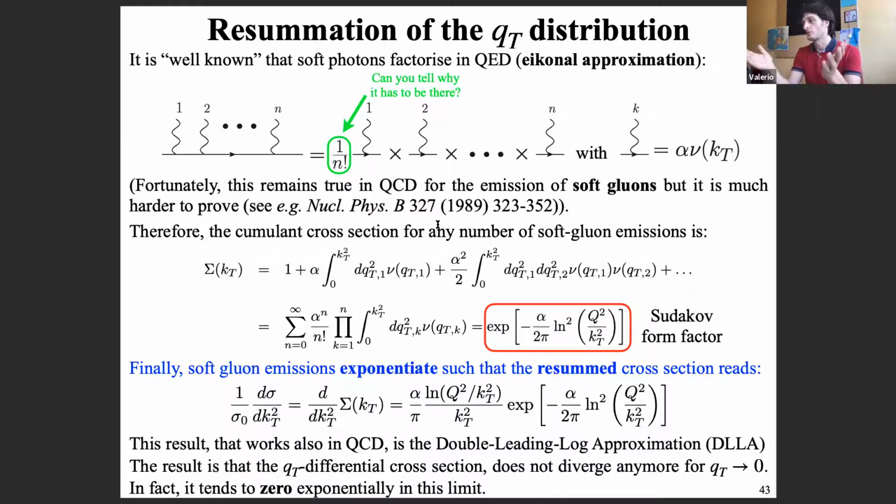Actually, this result is also true in QCD. This has been proven quite some time ago now. And so this is a reference in which you can see that this works also in QCD. It is more complicated because QCD is not abelian.